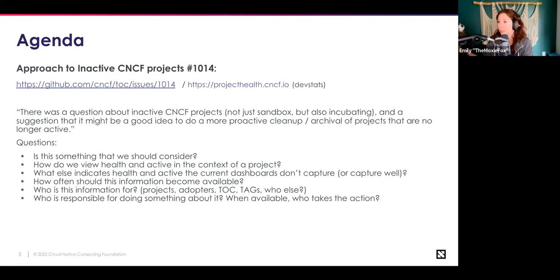But generally speaking, we want to ensure that projects have the opportunity to let us know what's going on. But I want to ensure that they also feel empowered to reach out to TAGs or TOC members if they're struggling.